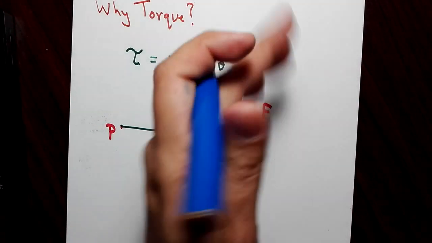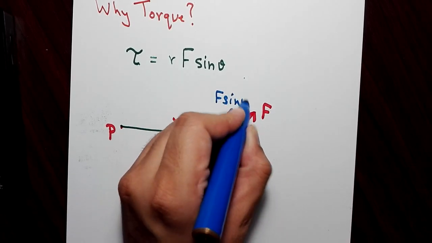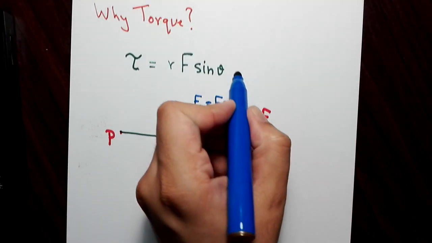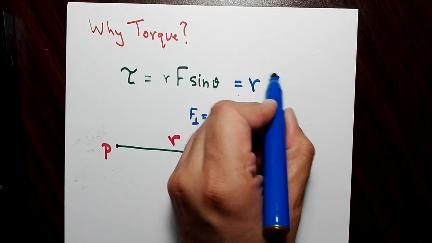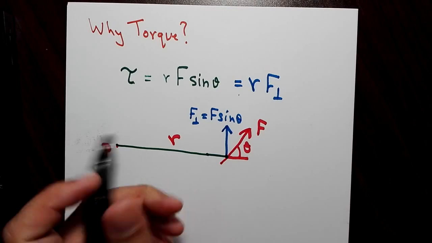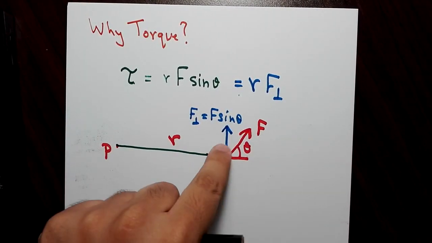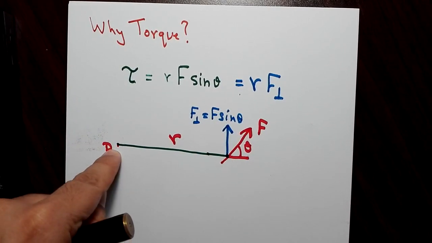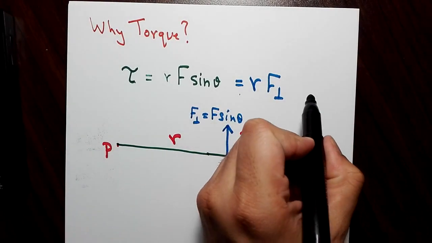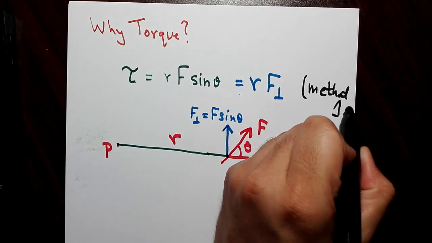So we want this component, which, if you draw the triangle, is f sine theta. This is the perpendicular component of the force, and you can write the torque as r times f perpendicular. So once you have a situation where you have to calculate the torque, you can find this perpendicular component and multiply it with this distance. You get the magnitude of the torque, and we call this method 1.